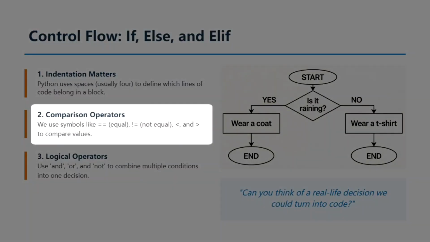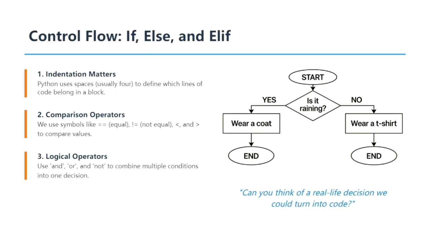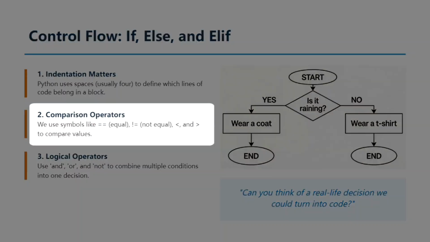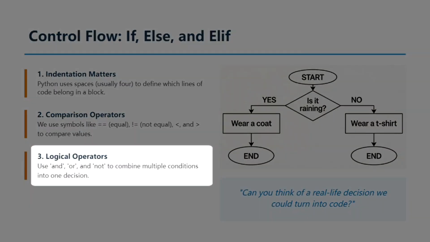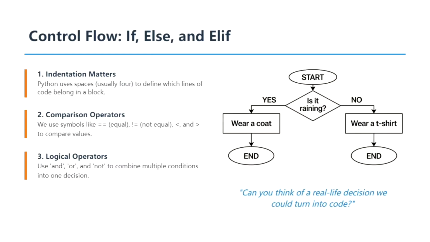To make those choices, we use comparison operators. These allow us to check if values are equal, not equal, or if one is larger than the other. Notice the double equals sign for comparison. That's a common spot for early mistakes. We can also combine these checks using logical operators like and, or, and not. This lets us create more sophisticated rules, like checking if a user is logged in and has administrative rights.